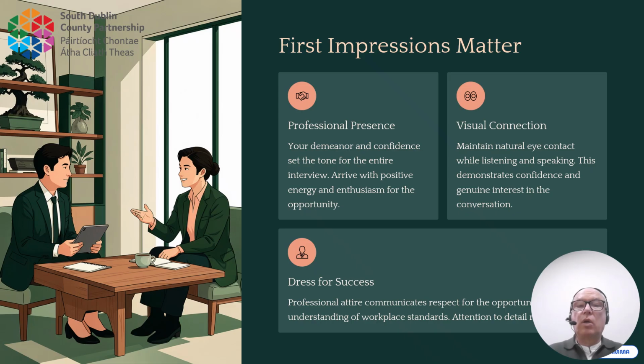Next up, visual connection. Maintain natural eye contact while listening and speaking. This demonstrates confidence and genuine interest in the conversation. Now, that can be quite difficult if it's a panel interview. You have to spread your eye contact around, which is also very important. You can't focus on one and isolate the other two. So it's very important that you factor that in.